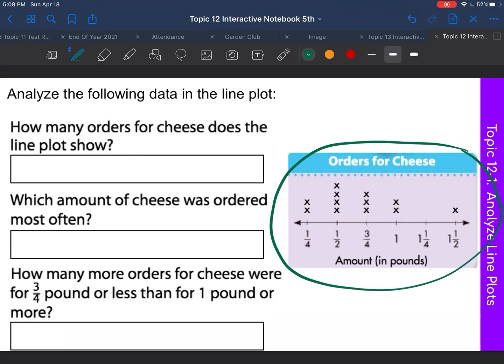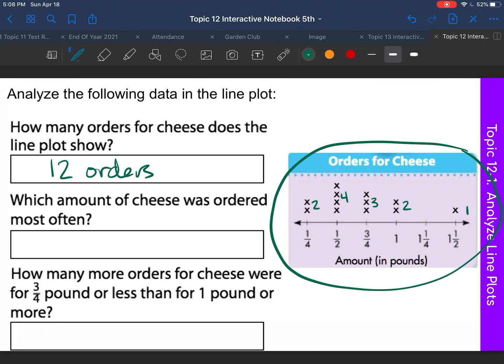to figure out how many orders of cheese. So we have 2 here, 4 here, 3 here, 2 here, and 1 here. So 4 plus 4 is 8, 8, 9, 10, 11, 12. 12 orders of cheese were placed.